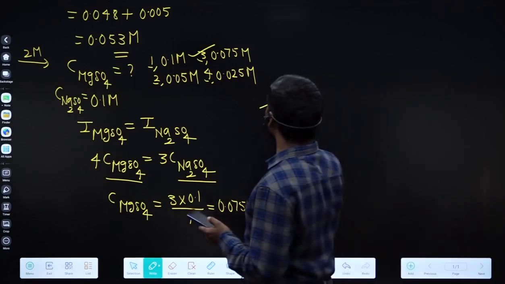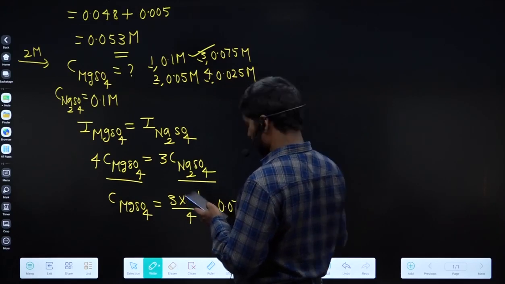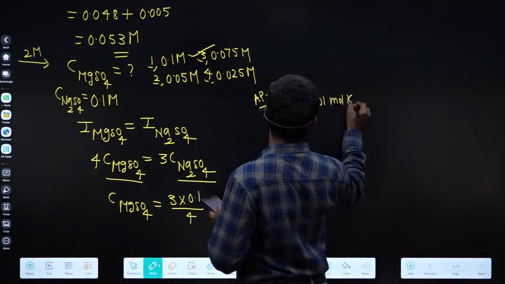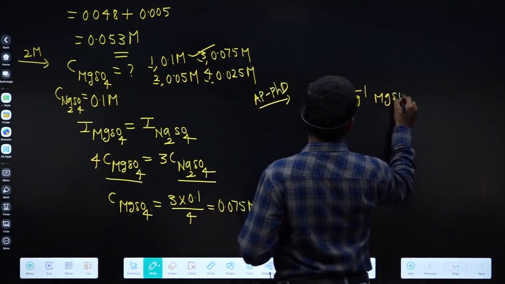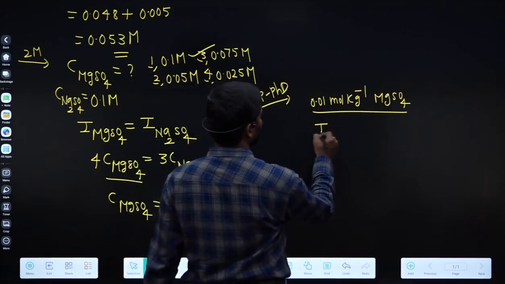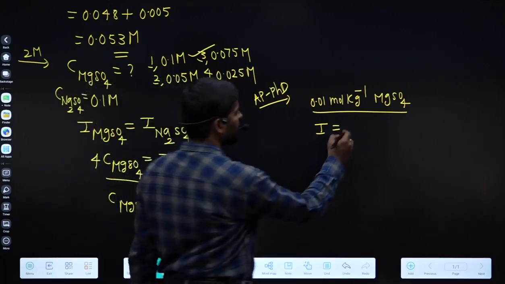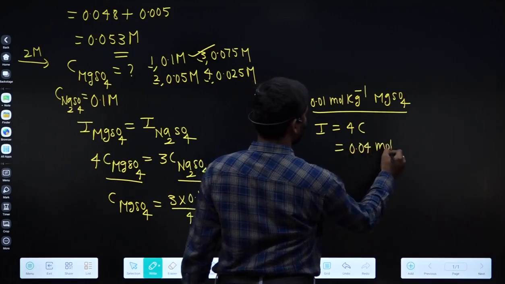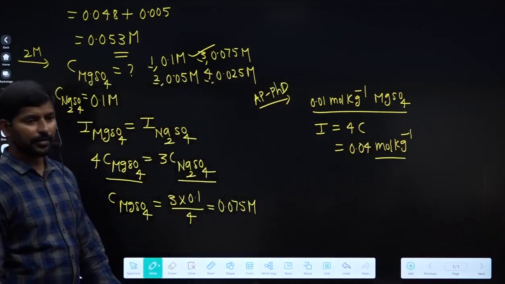Okay, last question. This is given in AP PhD entrance, Andy. What is the ionic strength of 0.01 mole per kg magnesium sulfate? Magnesium sulfate is which type of electrolyte? 2:2 electrolyte. That means I is equal to 4C, that means 0.04 moles per kg. Molarity is given.